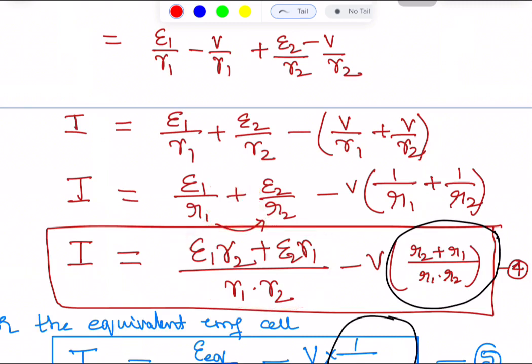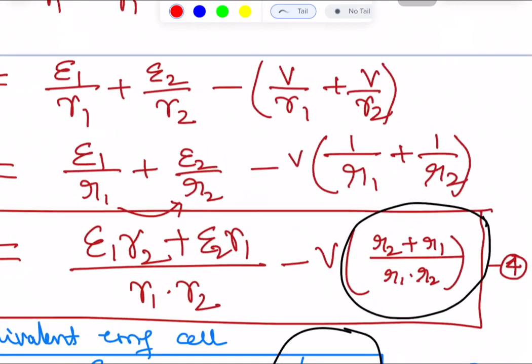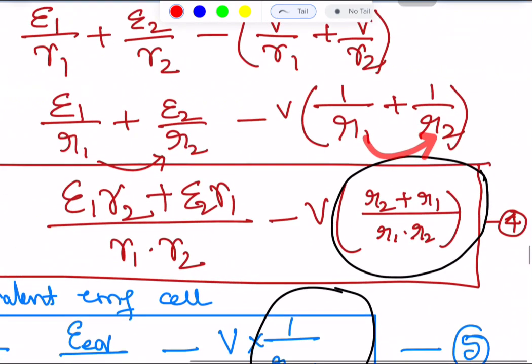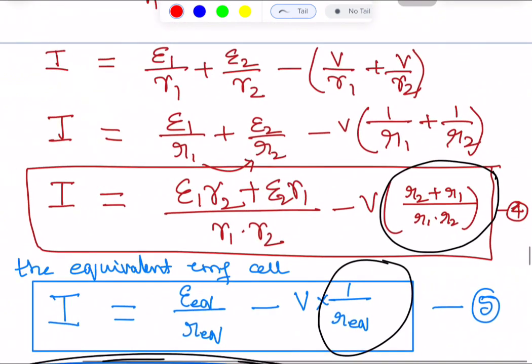That is how to add the two fractions. Similarly, you can add these fractions also: 1 by R1 plus 1 by R2 is equal to 1 into R2 plus 1 into R1, that is R2 plus R1, divided by R1 into R2. Name this as equation 4.